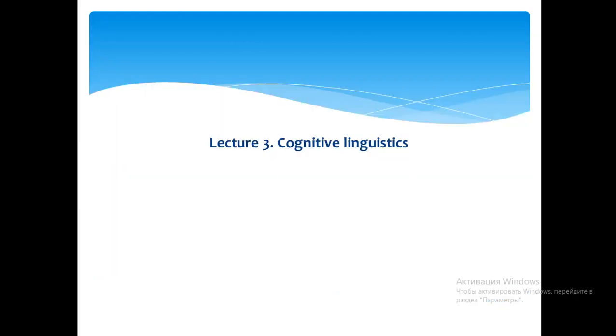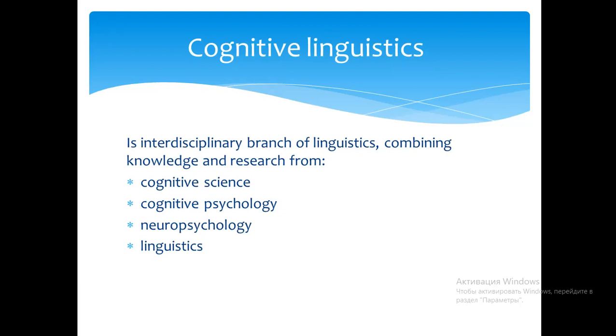Lecture 3, Cognitive Linguistics. Cognitive linguistics is an interdisciplinary branch of linguistics combining knowledge and research from cognitive science, cognitive psychology, neuropsychology, and linguistics. Cognitive linguistics, as an approach to the study of language, began to emerge in the 1970s and has been increasingly active since the 1980s.